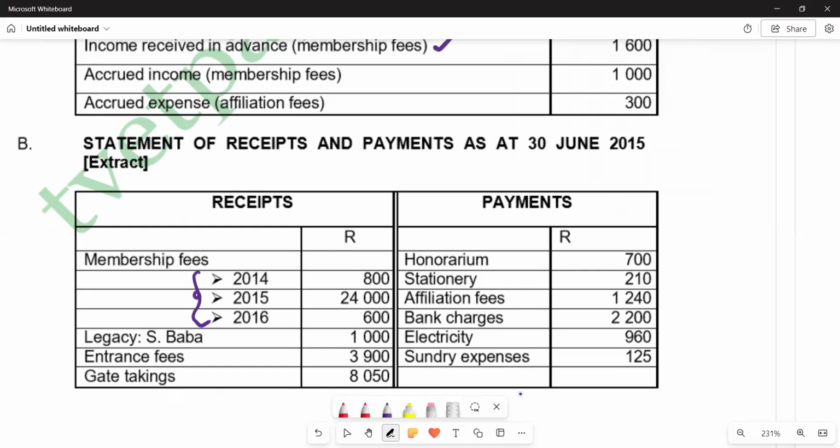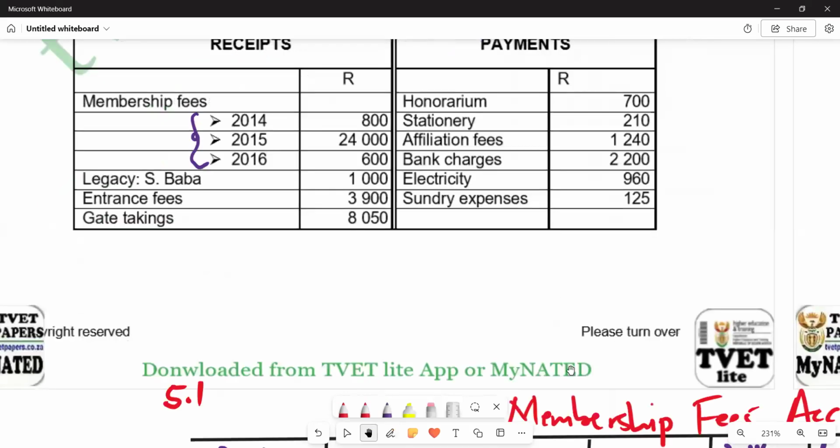Remember, the double entry involved with this membership fees is that we are receiving money as a business. So we are going to debit the bank account, and then we credit the membership fees account. So this is simply the double entry that is involved there. We go down.